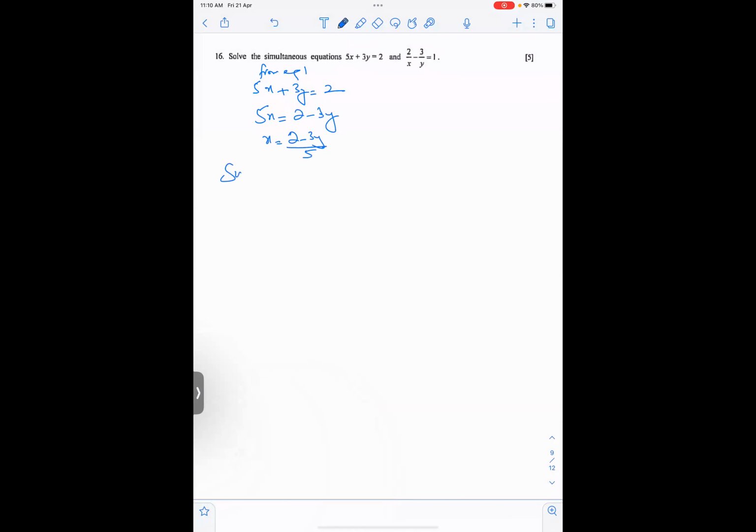I'm going to substitute x in equation number 2. I'm copying the equation, not putting the value of x into it right away. Firstly, I'm going to simplify it. So I'll take out the LCM, which is xy. It will become 2y minus 3 times x equals 1. I'm going to cross multiply: 2y minus 3x equals xy. Now I'm going to substitute the value of x into this.